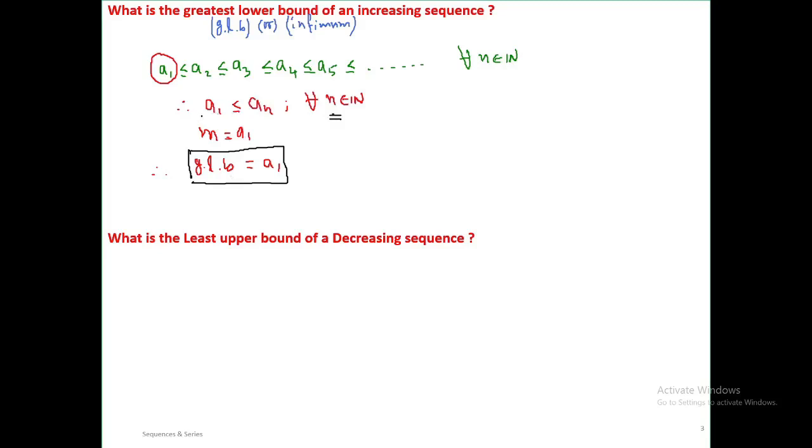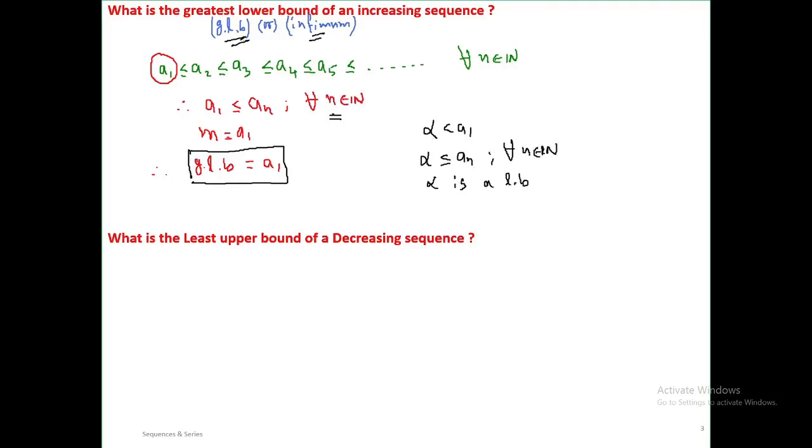Take, for example, alpha less than a1. Then I can say that alpha is less than or equal to an for all n belongs to the natural number set. Therefore, alpha is a lower bound. But what I want is the greatest lower bound, the infimum.